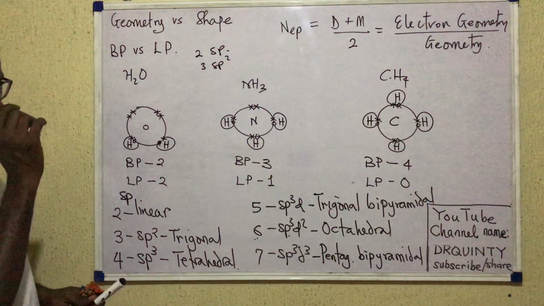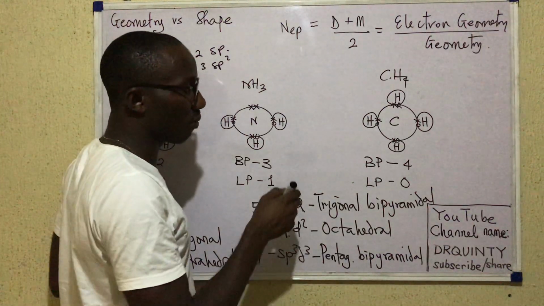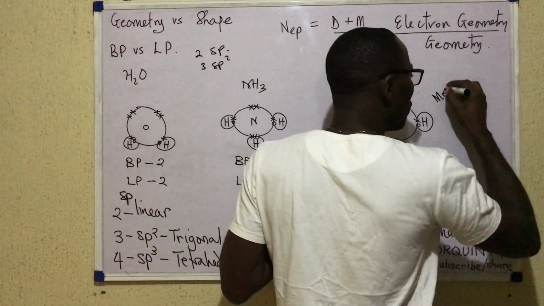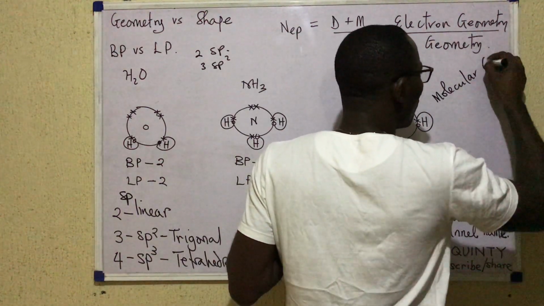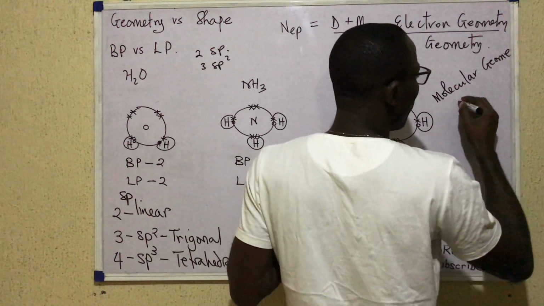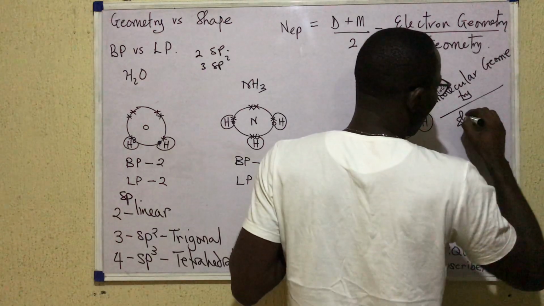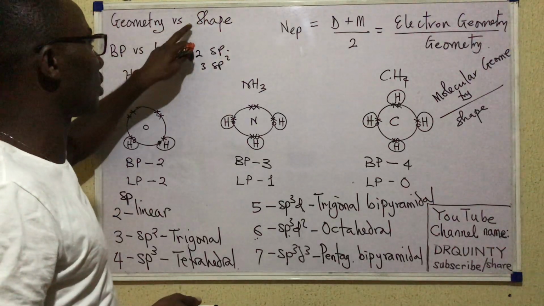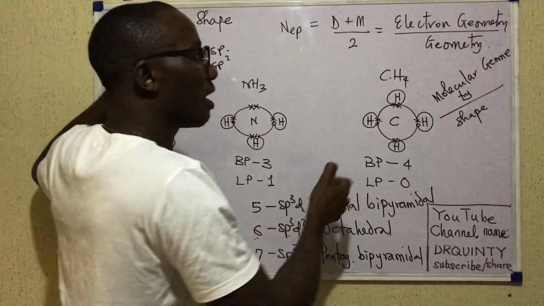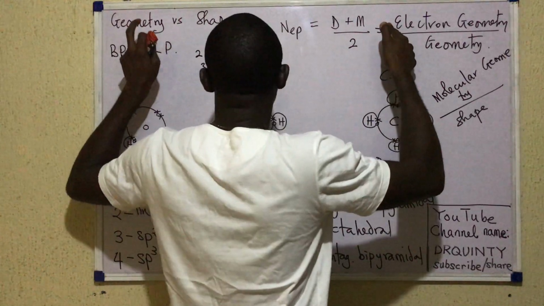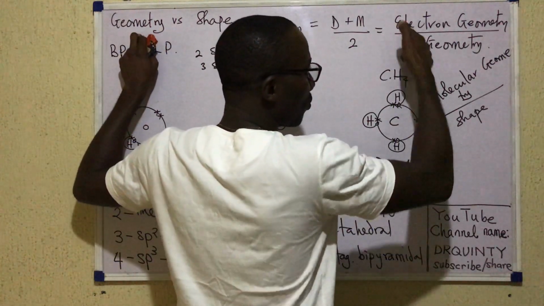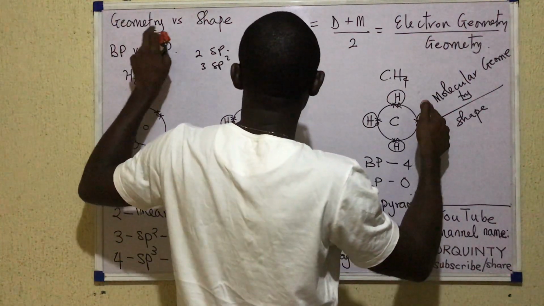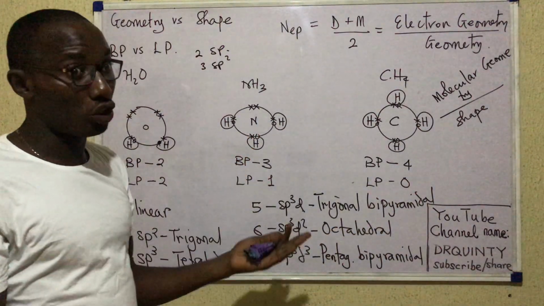However, there's a second kind of geometry that we talk about under this. We refer to it as molecular geometry. Now, for molecular geometry, to avoid confusion, we usually just refer to it as shape. So that's why at some point I said geometry versus shape. Even though we have molecular and electron geometry, we take the term geometry to refer to electron geometry, whereas when we're talking about molecular geometry, it is more conventional to just say the shape.